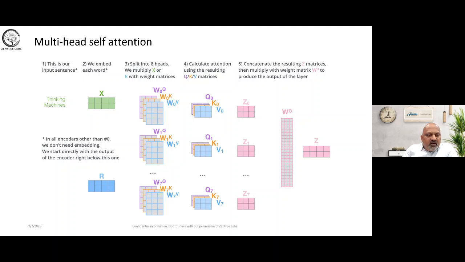Let us say, in all encoders other than the first, we do not need embedding, we start directly with the output of the encoder right below this one. Now each one is multiplied with WQ, WK and WV to produce the query, key and value. The input vector length is 4 dimensions. When you apply the query, key and value, if the input is 2 cross 4, two words and a 4-dimensional vector for each word, it is transformed into 2 cross 3, based on the dimensions that you have picked for Q. You're projecting that into a lower dimensional space.